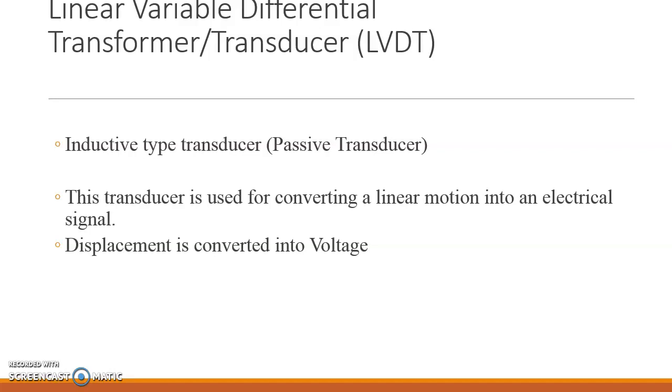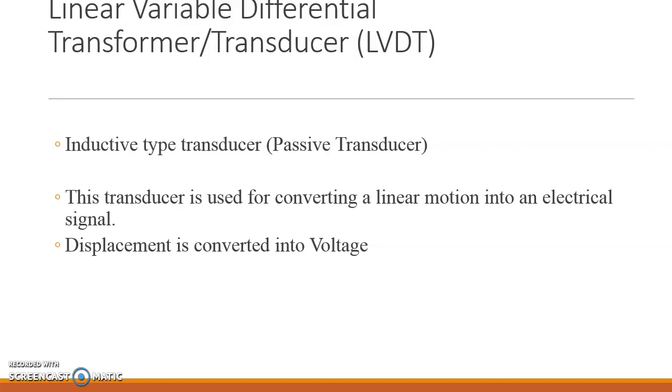The LVDT is also called a linear variable differential transducer. This is the most widely used inductive type of transducer. Due to a change in the inductance present in a coil, the non-electrical quantity is converted into the electrical quantity. Then it is called an inductive type of transducer. Here the LVDT is used to convert displacement, the non-electrical quantity, into the electrical quantity voltage.